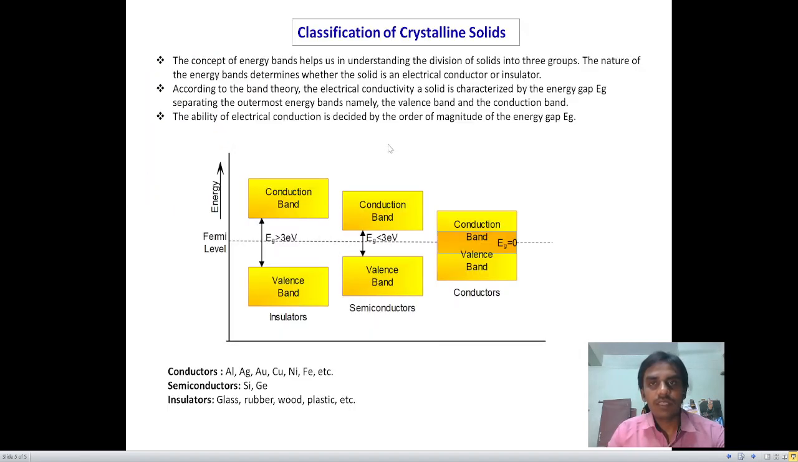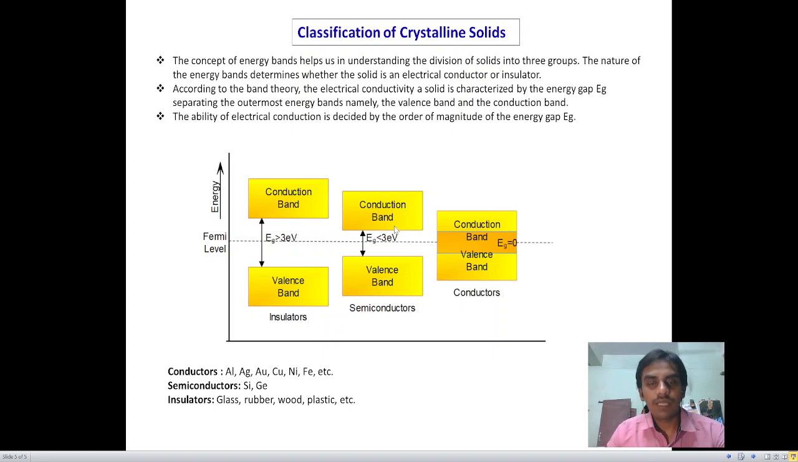Coming to the classification of solids, based on the band theory of solids we can classify materials into three categories: insulators, semiconductors, and conductors. In the case of insulators, the band gap energy is greater than 3 electron volts, and the electrical conductivity is also very low. Glass, rubber, wood, and plastics are electrically insulating materials.